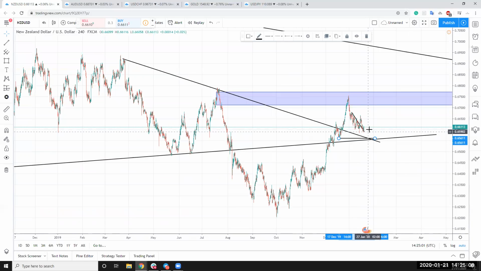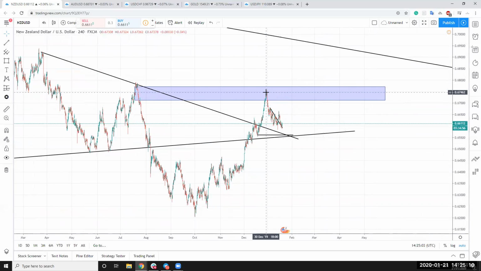If we start to move up from here, I don't see any trades until we take out this high and retest it. If we move from now, if we come to here, then depending on price action, that will be a nice buy.